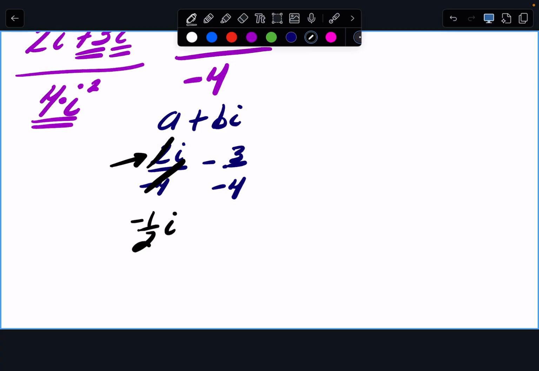Don't we multiply straight across? So it would go on top. Okay, so we're writing it like that. And then won't it be plus 3/4? And then one last step, a plus bi. So you're going to write 3/4 first minus 1/2 i.